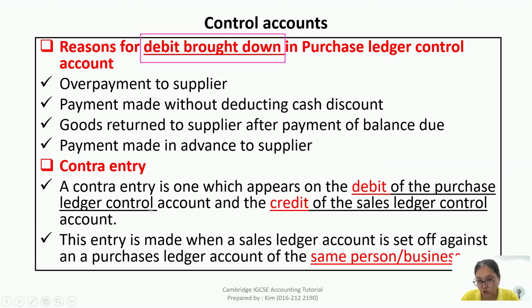A contra entry is one which appears on the debit of the purchases ledger control account and the credit of the sales ledger control account. The reason is that there is one customer who is also our supplier at the same time, so we are owing the person and the person is owing us. In this situation, instead of two parties issuing a check to pay off each other, we choose one party to make the payment for the balance.